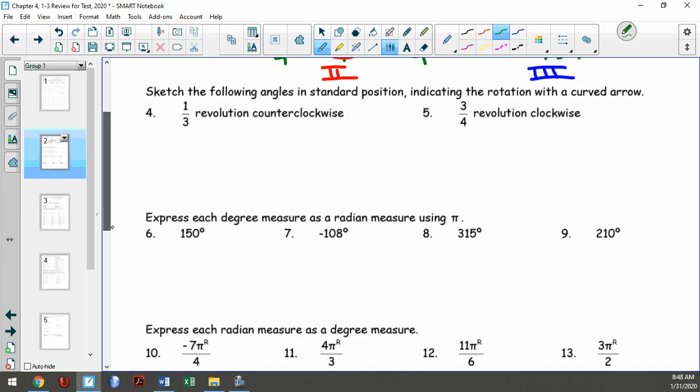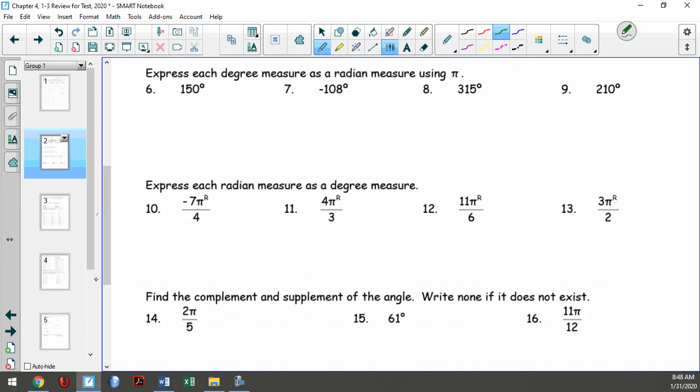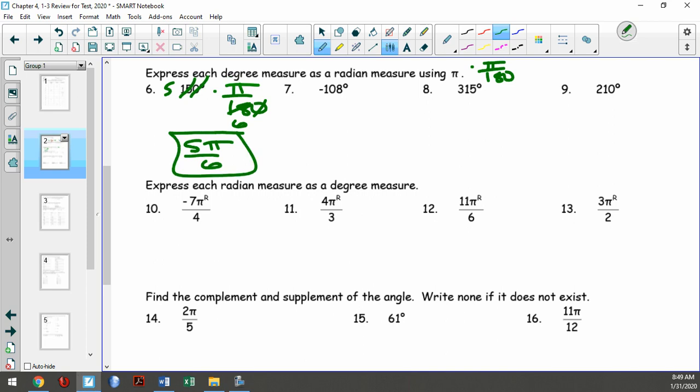Okay, I'm going to skip 4 and 5, not worried about them. Problems 6 through 13. Problems 6 through 9 say to express each degree measure as a radian measure using pi. How do I go from degrees to radians? You are simply going to be multiplying by pi over 180 because you want your degree symbol to cancel out. So if you're multiplying by pi over 180, the degrees and the 0 cancel out. This becomes a 5, this becomes a 6, so I have 5 pi over 6 and you are done. So for 6 through 9, you multiply by pi over 180 and reduce.